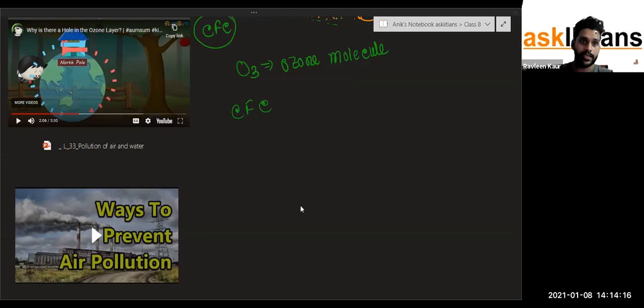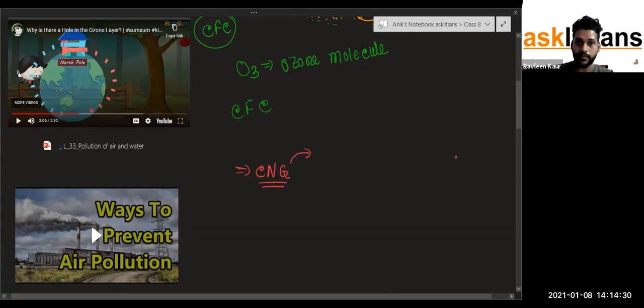Can you tell me what is the major constituent of CNG? The major constituent of CNG is methane. Now, if CNG is being burned, we call CNG a clean fuel. Do you know why?